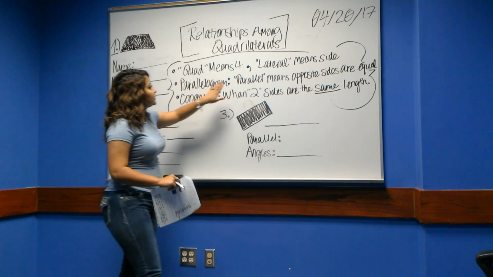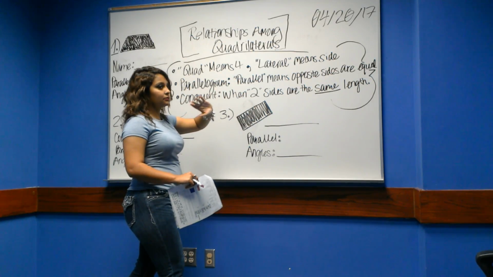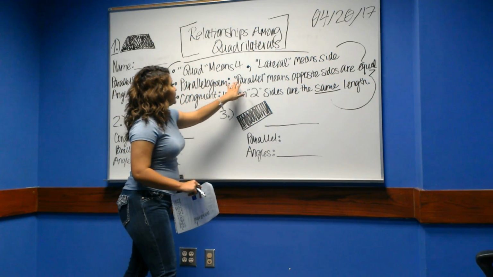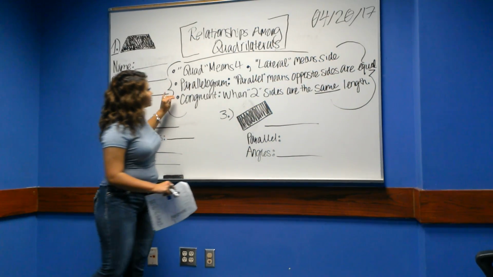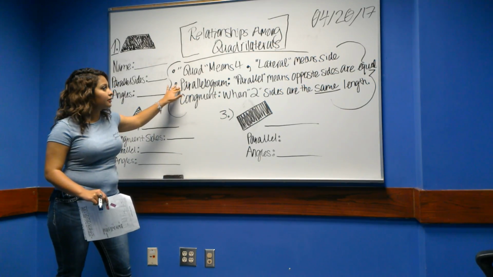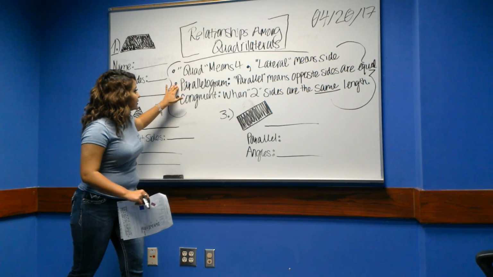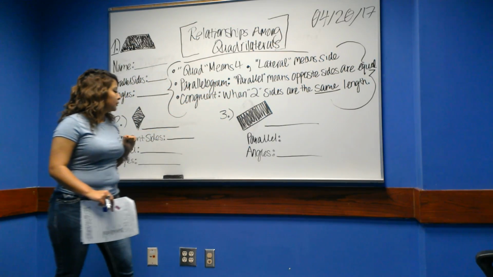Parallelogram is parallel. We're going to break this one apart too, I'm sorry. Parallel means opposite sides are equal. So this means we're going to be also looking at a quadrilateral that may be identified as a parallelogram. If it's identified as a parallelogram, it's going to have two parallel sides that are equal.